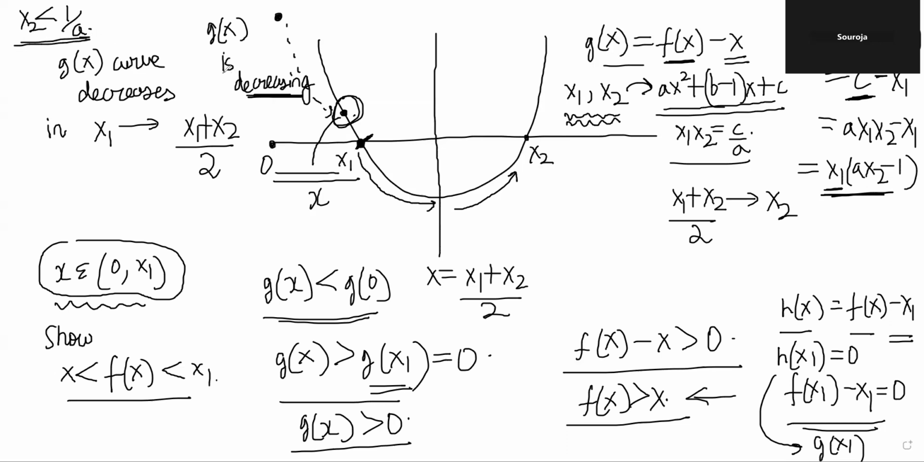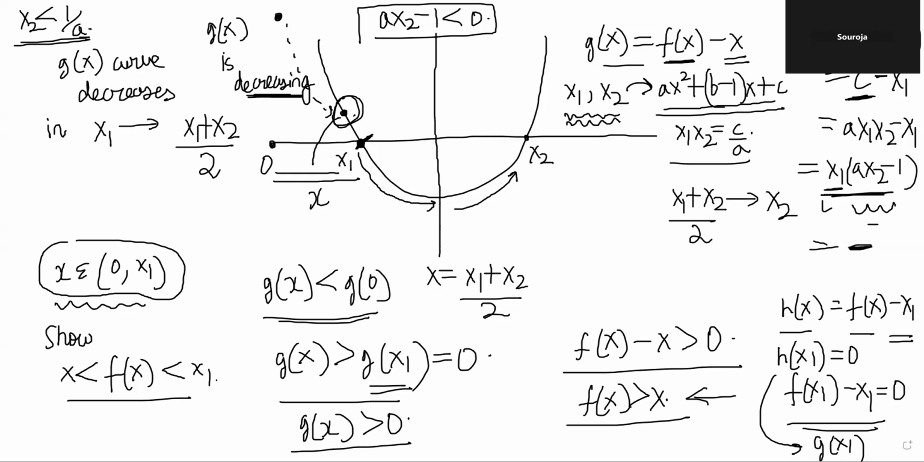Look at the question, it was given in the question. x2 is less than 1 by a is given in the question. So ax2 minus 1 is less than 0, correct? So this is negative, this is negative, this is positive. So overall it is negative, right? So what we are getting is h of 0 is less than 0, right?